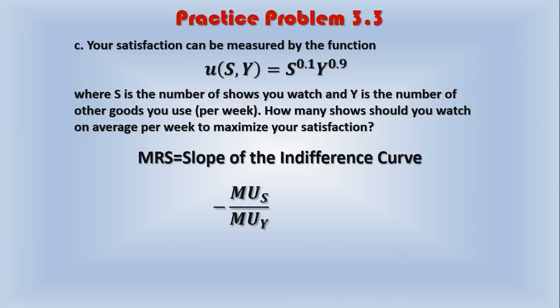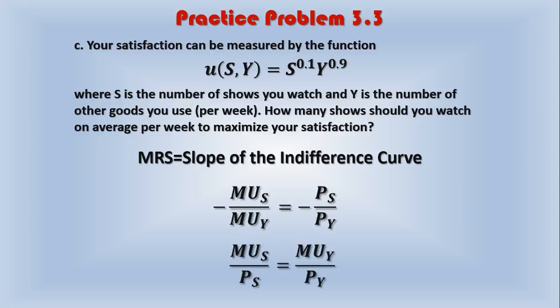We know that the marginal rate of substitution is equal to the negative ratio of the marginal utility of the good on the x-axis to the marginal utility of the good on the y-axis. And we know that the slope of the budget line is equal to negative the ratio of the price of the good on the x-axis to the price of the good on the y-axis. We move these things around.